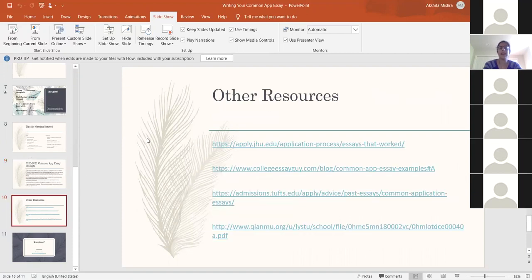And then finally, I have some other resources. These have really good essays. This one comes from Johns Hopkins. They posted a couple of essays they like that got admitted. These ones are pretty good as well. This one comes from Tufts. And this one is a PDF that includes 50 essays that were accepted into the Ivy League, as well as common essay tips, more do's and don'ts, basically. And I would be happy to share these so that we could put them in the Slack channel or elsewhere. And since this is being recorded and put on YouTube, you'll obviously have access to them from there as well.